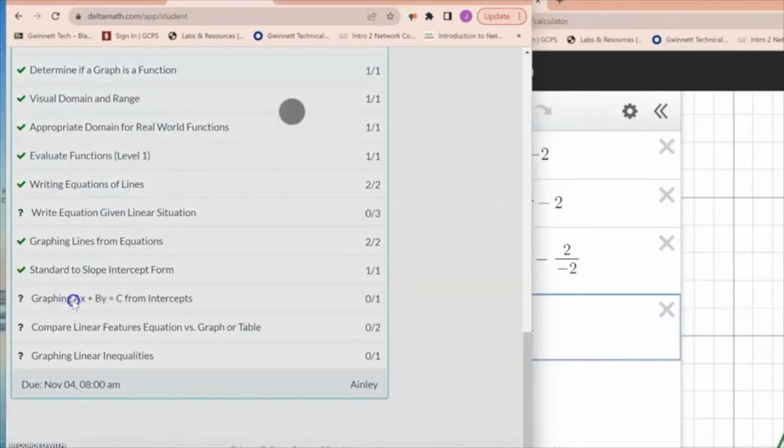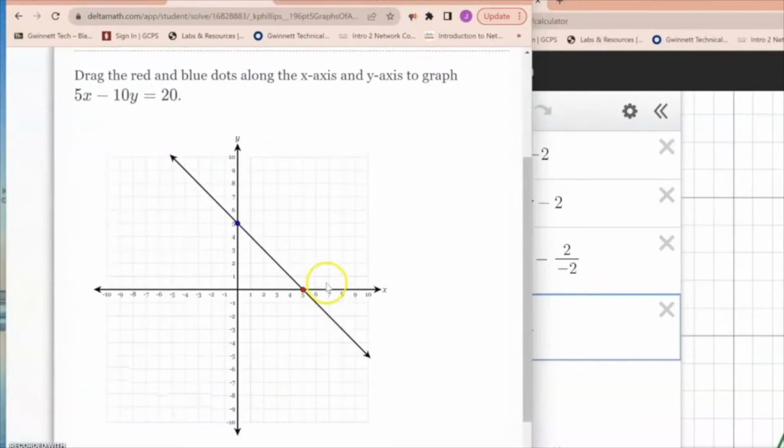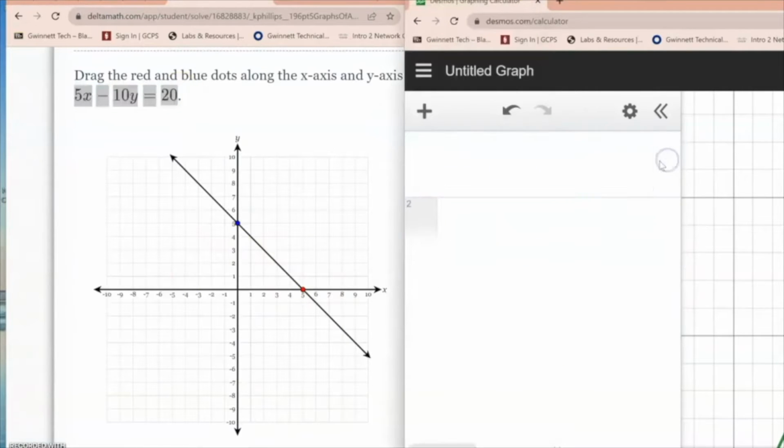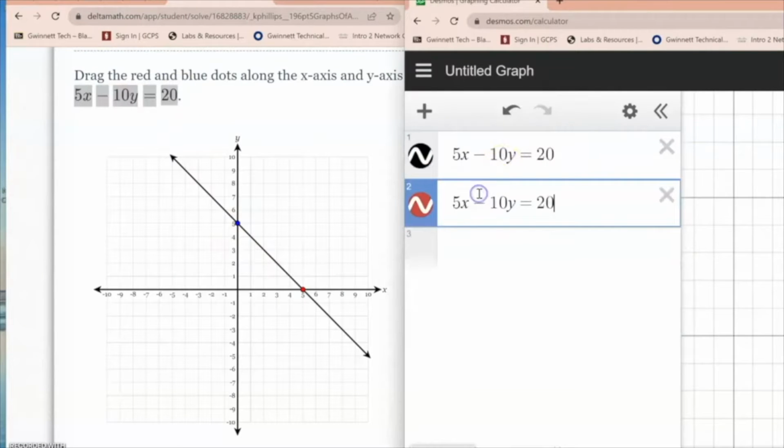All right. Here on graphing by intercepts. All right, intercepts. You know, for intercepts, you copy the question down how many times? 2 times. So I'm going to do my work on Desmos just so I can show you. So you copy the question 2 times, right?